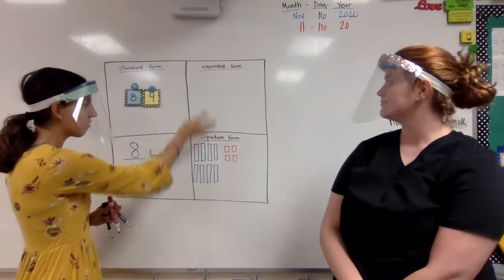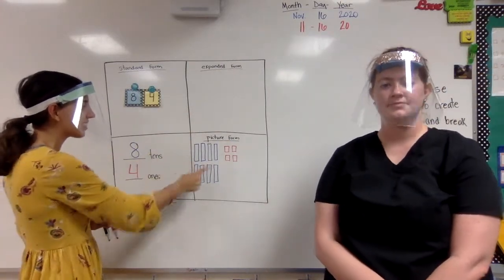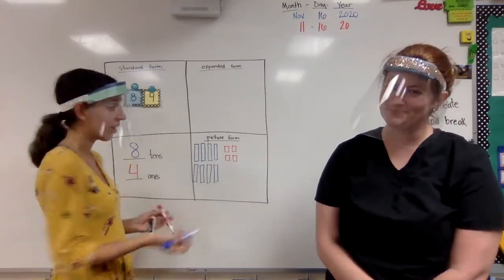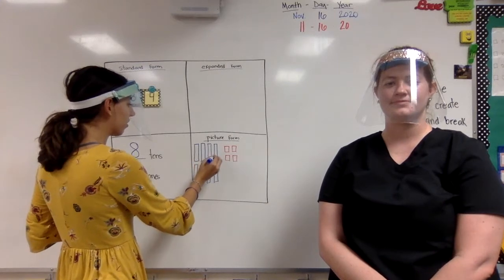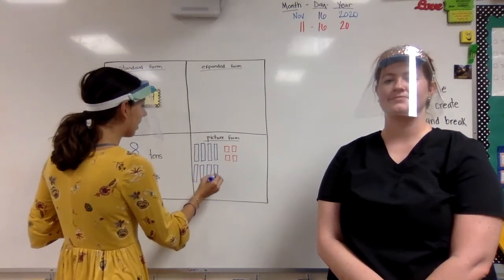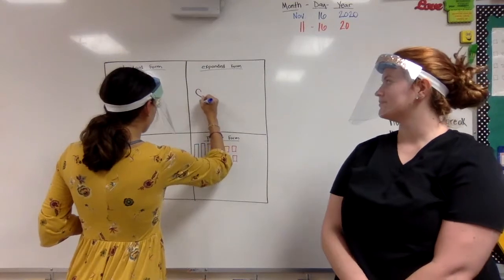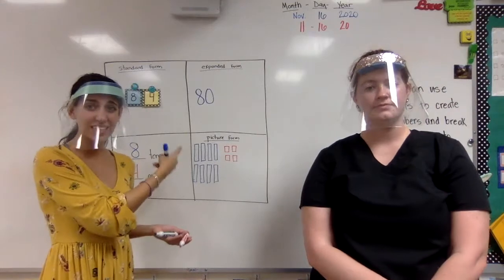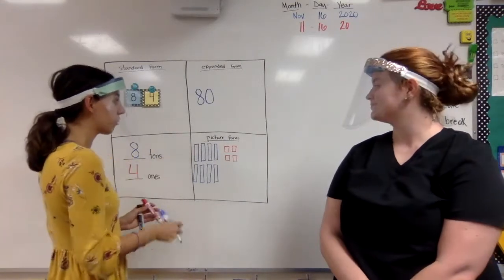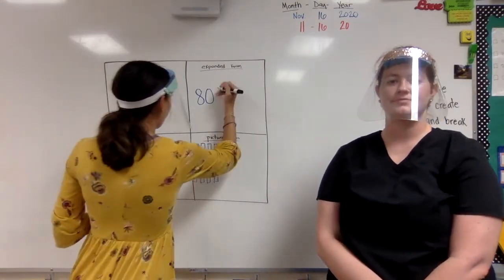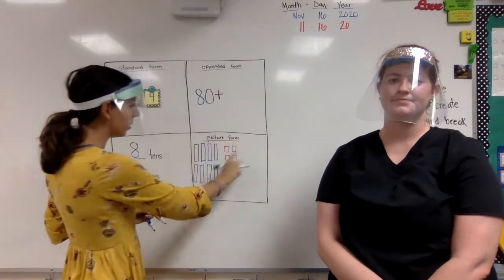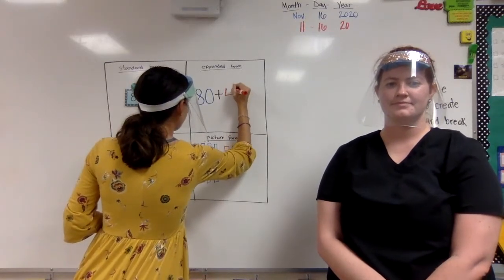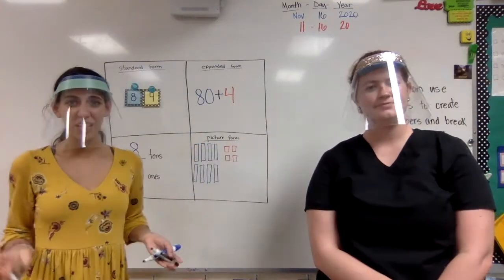And then for expanded form, I have to think, how much are my 8 tens worth? If I count these by 10, because that's how much they're worth, I can count 10, 20, 30, 40, 50, 60, 70, 80. Having my base 10 blocks really spread out when I drew them helped me when I went back and counted by tens to see how much they were worth. So I have 80 plus how much my ones are worth, and 4 ones are just worth 4. So 80 plus 4 would be my expanded form.